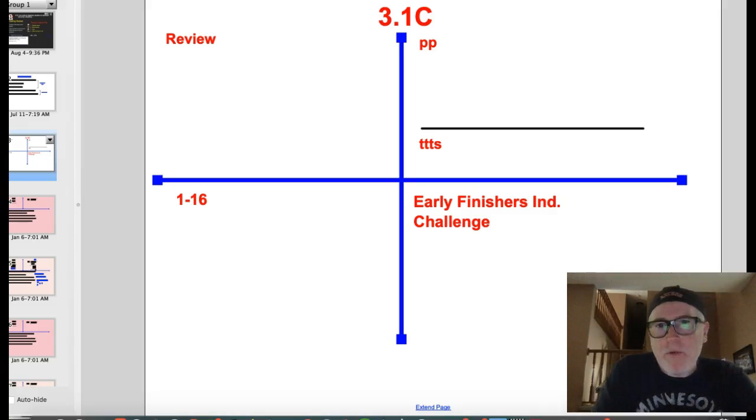Good morning. Today we'll be working on lesson 3.1c, where we're going to be writing equations that represent real-world situations. So it's a continuation of our first two lessons, 3.1a and 3.1b. Let's take a look here.